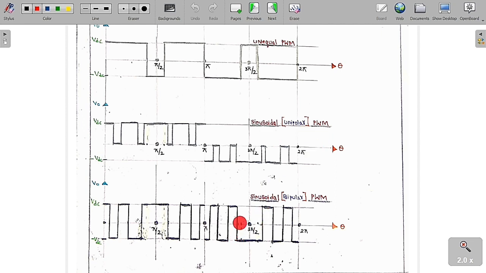Suppose we use the sinusoidal bipolar PWM technique, then the output voltage we are going to get at the output of a single phase full bridge inverter is in this format: plus VDC, minus VDC. It is going to increase slightly, again decrease, again increase, again decrease. So you can see from 0 to pi, in half of the cycle, plus VDC and also minus VDC. So two things are possible. Therefore this is called sinusoidal bipolar PWM, because in a given half cycle you are going to get positive VDC and also negative VDC.